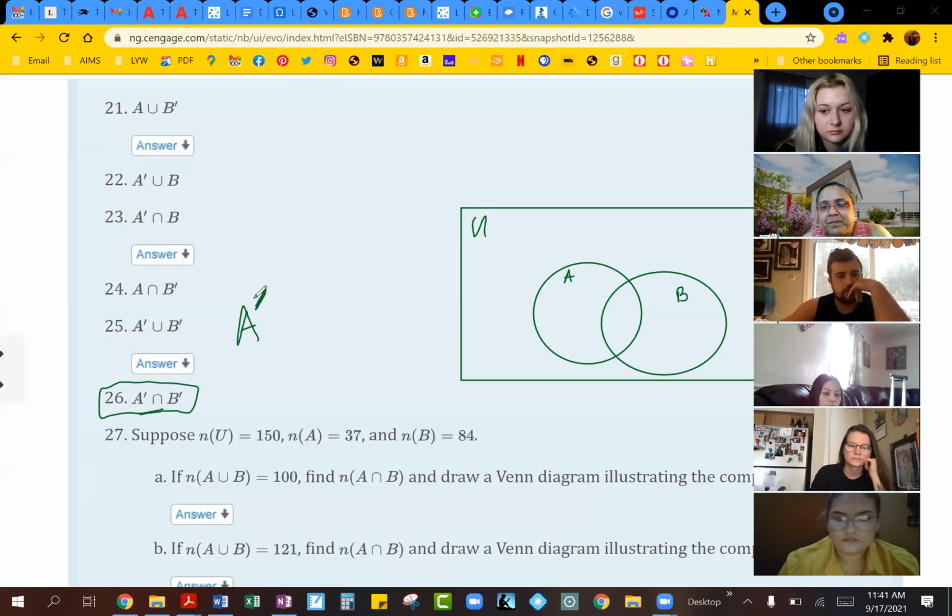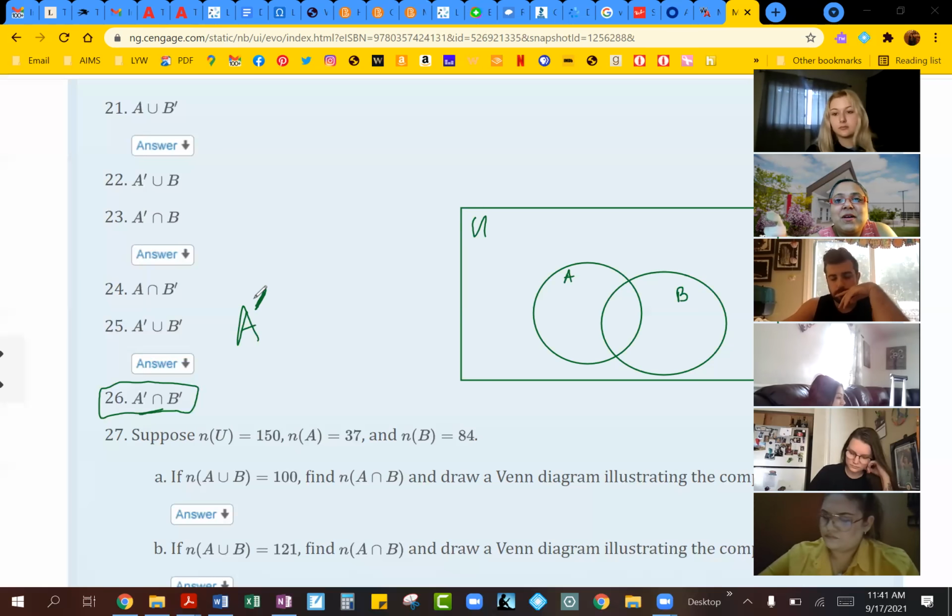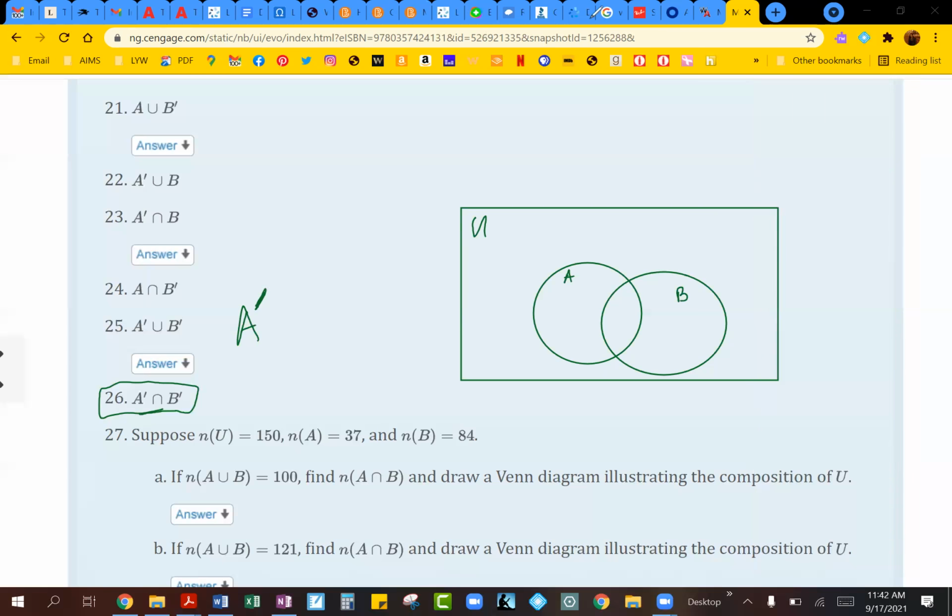Anything that's not A. Anything that's not A. Very nice, Adalhi. So maybe this guy needs new batteries. I'm not sure. Let me see if it will let me pick a different color over here. So anything that's not A.